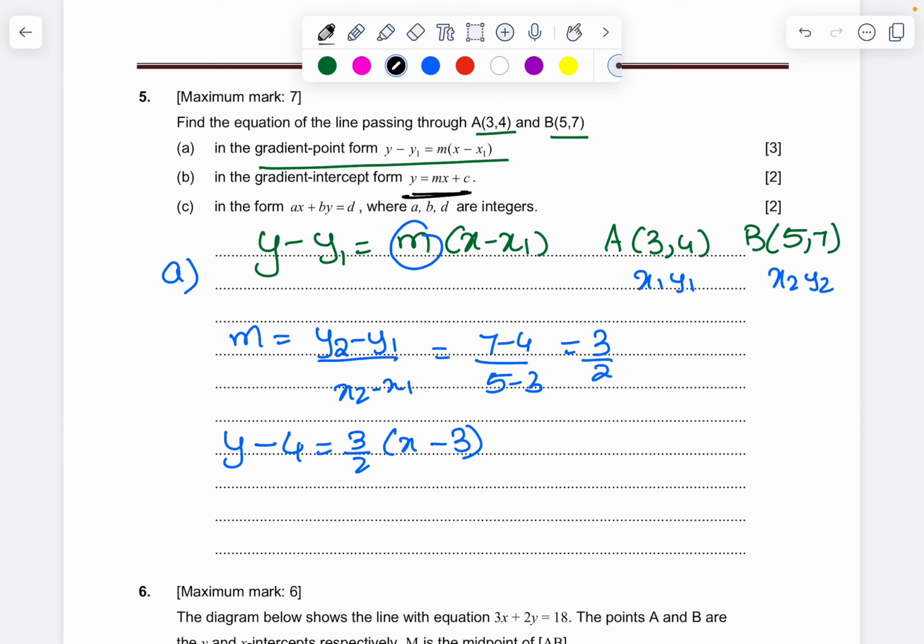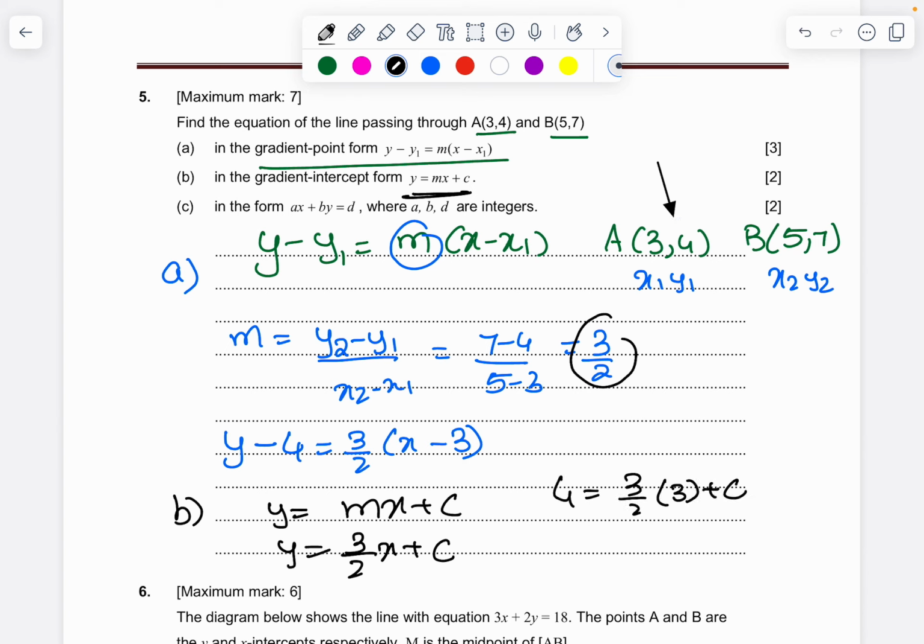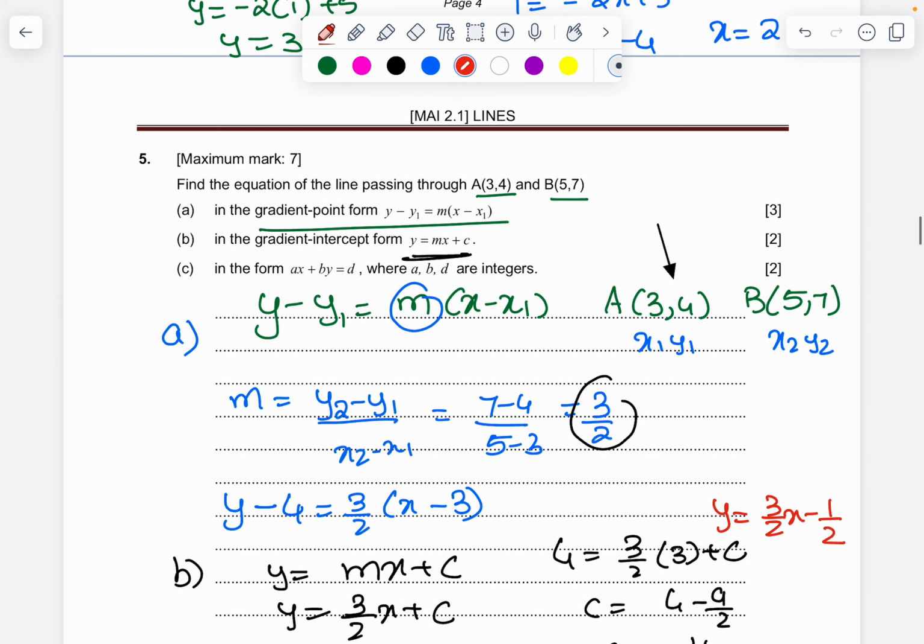Part B, gradient intercept form, y equals mx plus c. So y equals m, just now we got m, 3 upon 2, x plus c. Now take any one point. I take (3, 4). So 4 equals 3 upon 2 times 3 plus c. So c equals 4 minus 9 by 2. c equals minus 1 by 2. So what's going to be the equation? y equals 3 upon 2 x minus 1 by 2. That is part B.